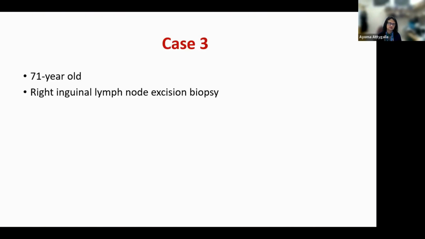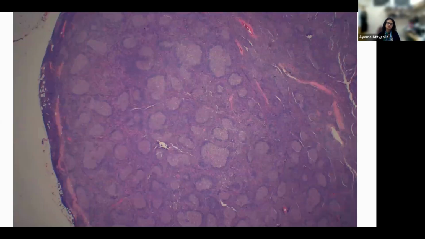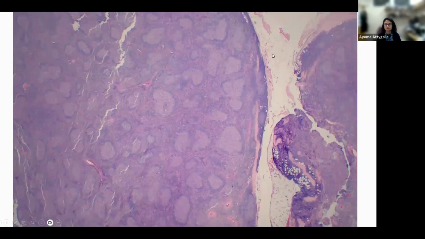So the third case is a 71-year-old, right inguinal lymph node excision biopsy. So this is looking slightly different now. There is very clear effacement of architecture by an infiltrate with a follicular growth pattern, and there's a high density of follicular structures. And if you look carefully, this infiltrate is also extending with these follicles, and I'll show you another slide in a minute, into the perinodal fat. So you're seeing these follicles extending into perinodal fat, and this is not something that you see in reactive lymph nodes, so something to keep in mind.